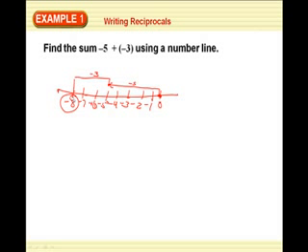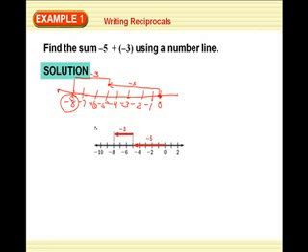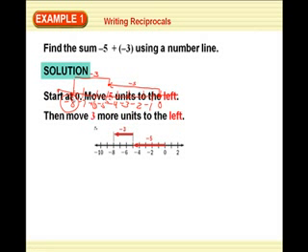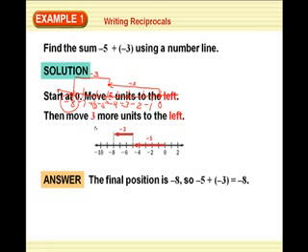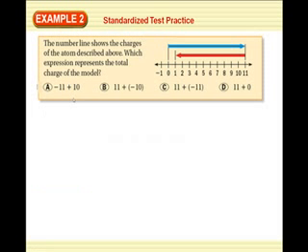And we'll talk in a second about not using a number line, and we'll get to that with the next examples coming up. Okay, so here's their pictures. I should have just used their picture. 5 units to the left because it's negative, 3 more, -8. Okay, so it says the number line shows the changes of the atom described above. Which expression represents the total charge of the model?